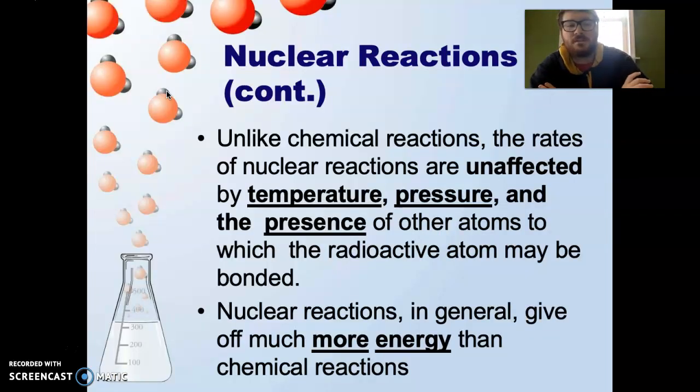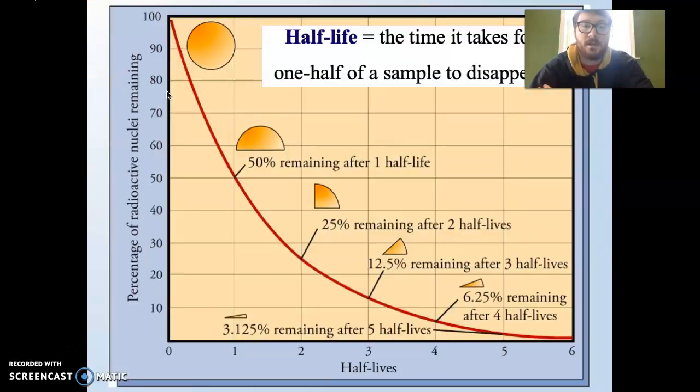Unlike chemical reactions, the rates of nuclear reactions are unaffected by temperature, pressure, presence of other atoms, etc. Everything that you'd expect from a normal chemical reaction, it's not affected by. Whole year we've been talking about how atoms affect each other. Okay, what does chlorine do in the presence of sodium? Yeah, they combine ionically. Doesn't happen. You can throw sodium in there, it does nothing. That's because nuclear reactions just deal with the nucleus. However, nuclear reactions give off a lot more energy than a chemical reaction.